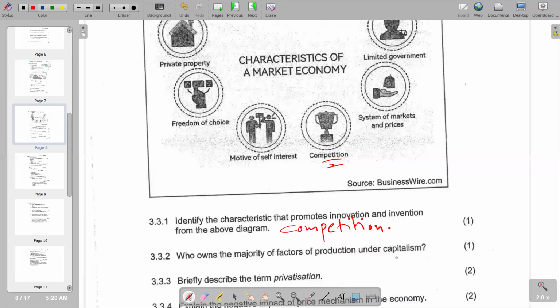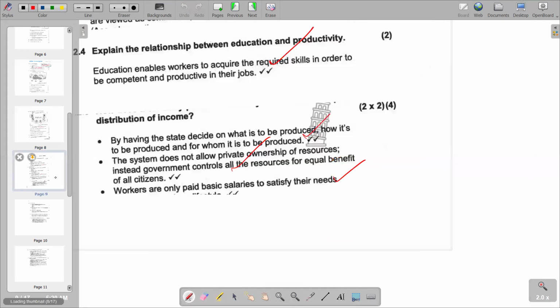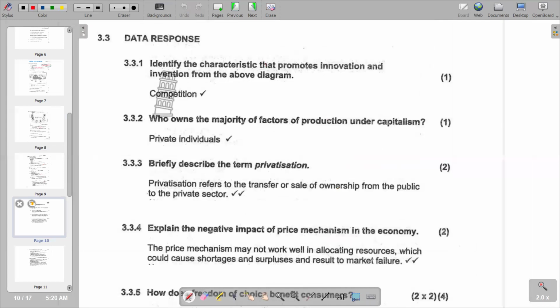Then we go to the second part of the question: who owns the majority of factors of production under capitalism? Obviously, under capitalism, the ownership is in the hands of private individuals. So we go to another section again, trying to see what response we have. Obviously, private individuals are the owners of factors of production.